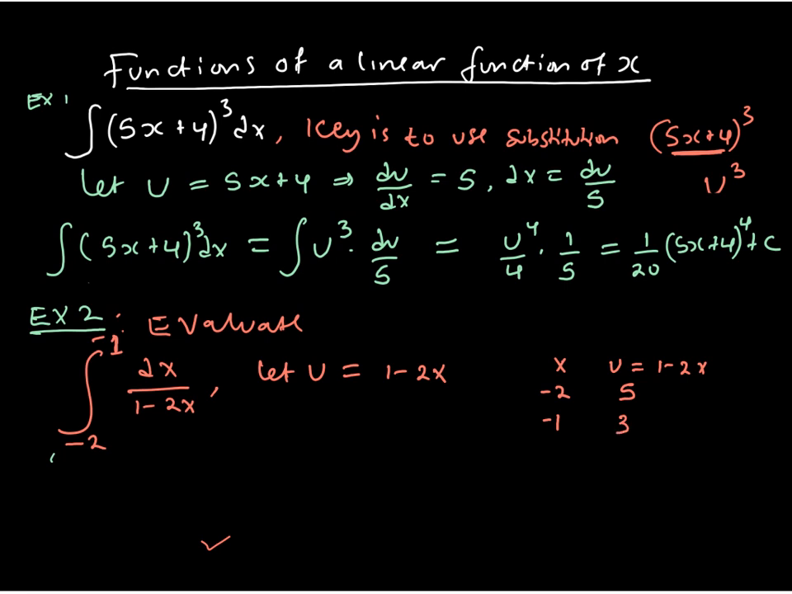So du by dx is equal to -2, meaning that du is -2 dx. Making dx the subject, dx is negative du over 2. So let's go ahead and integrate this.